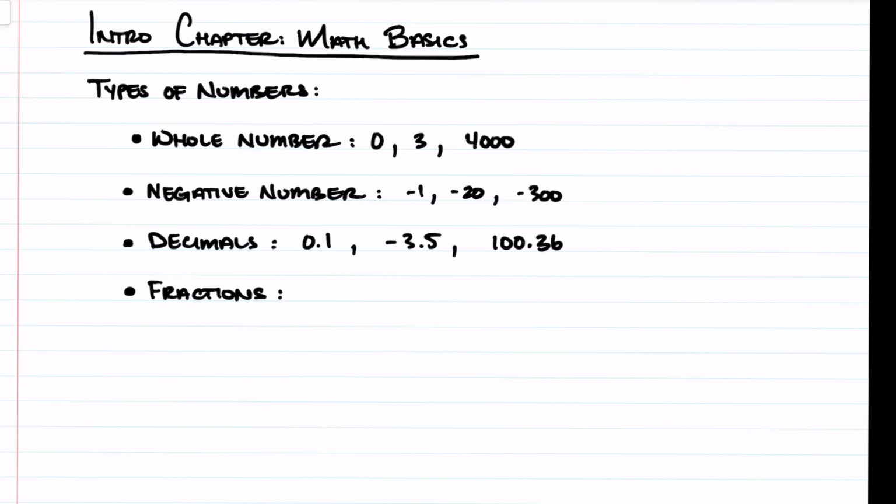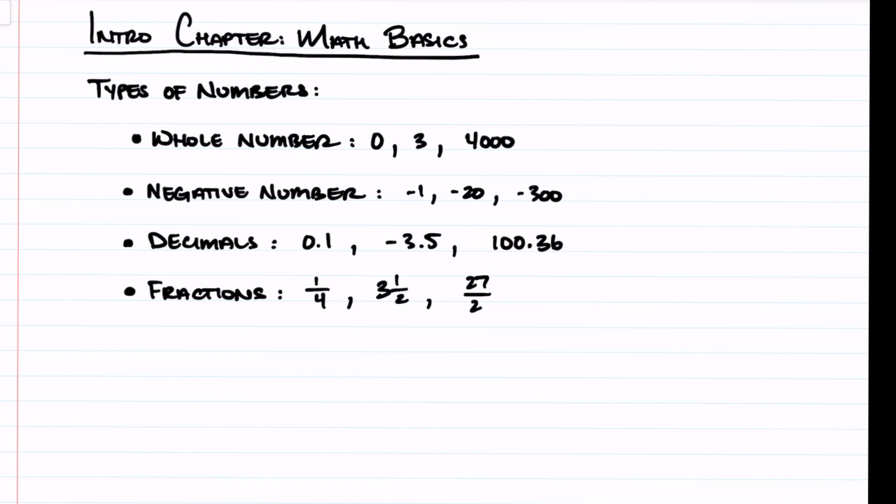A fraction could look like this, 1/4. You can also have mixed numbers, which would be something like 3 1/2. And you could also have an improper fraction where the top number is bigger, like 27/2. These are some examples of fractions. So these are the types of numbers that we will be covering.